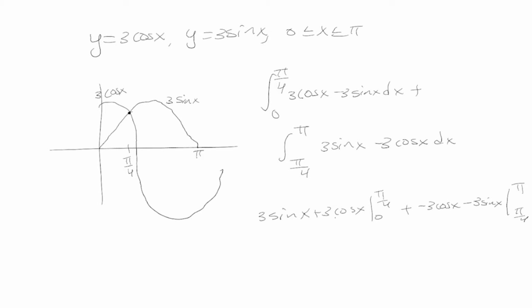Sine of pi over 4 and cosine of pi over 4 are both root 2 over 2. We have 3 times root 2 over 2 plus 3 times root 2 over 2. That's 6 times root 2 over 2. Now we plug in pi here. We have negative 3 cosine pi, which is 3. Sine of pi is 0. Minus, and then pi over 4 becomes the same thing, negative 6 times root 2 over 2. We have 6 root 2 over 2 plus 6 root 2 over 2. That's going to give us 6 root 2, and then plus 3.